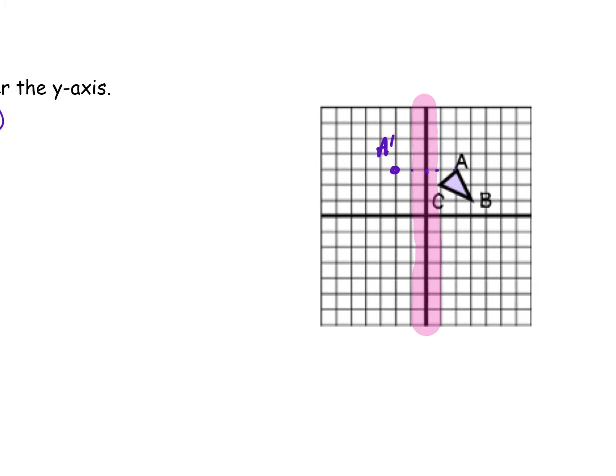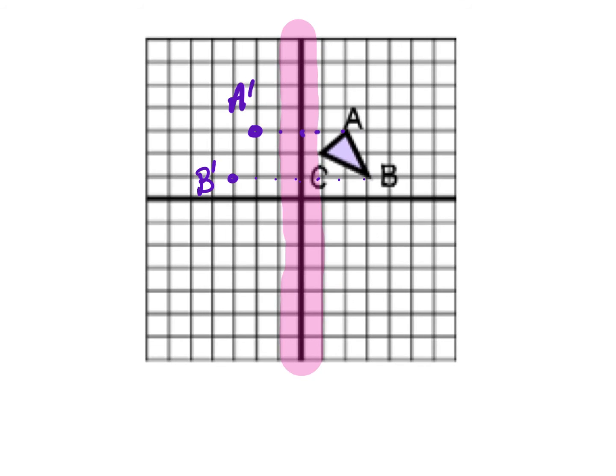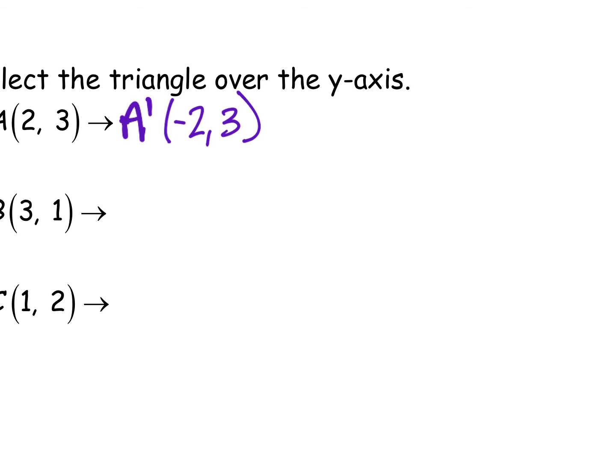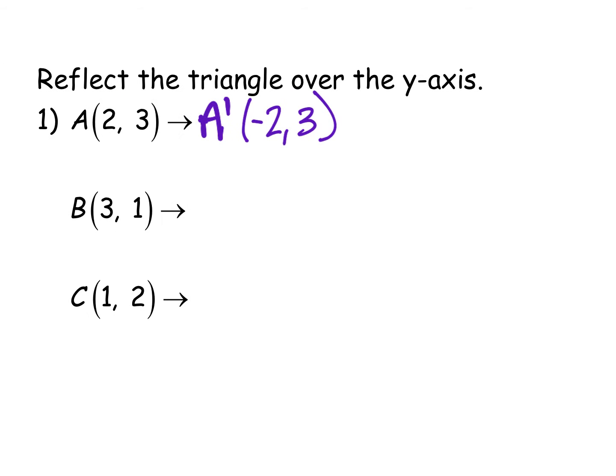Okay, now let's go to B. How far away is B? 1, 2, 3. So I go on the other side. 1, 2, 3. Which is B prime, right? So where is B at? Negative 3, 1. Very good. So B prime is at negative 3, 1.